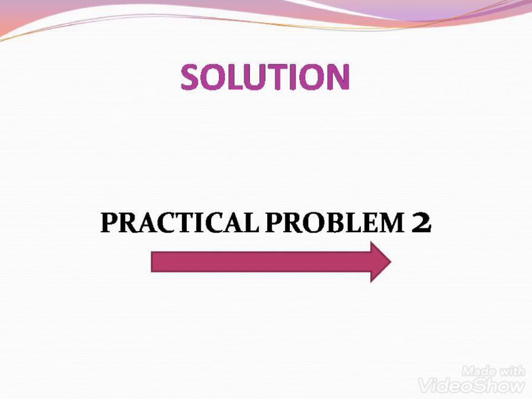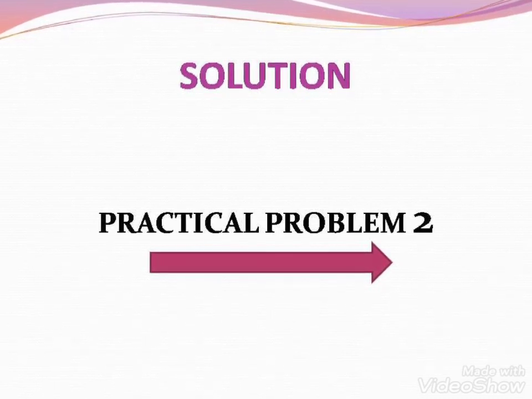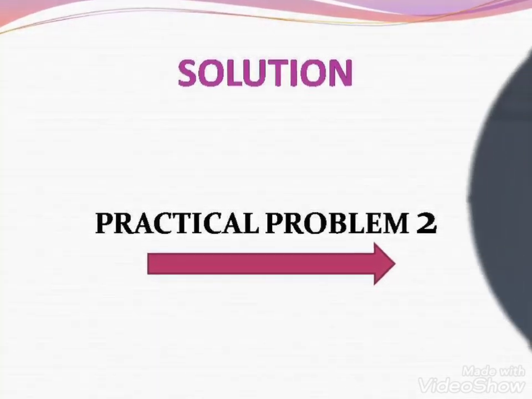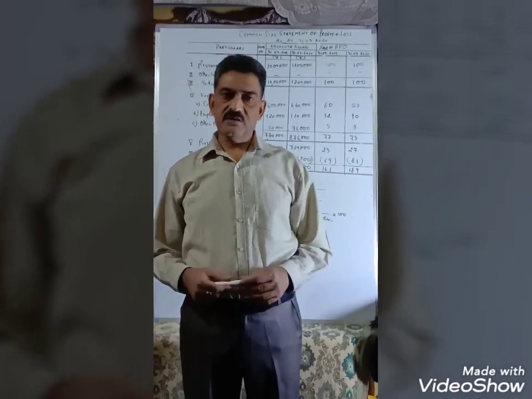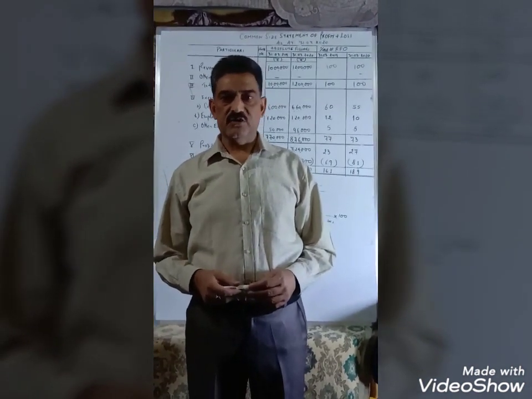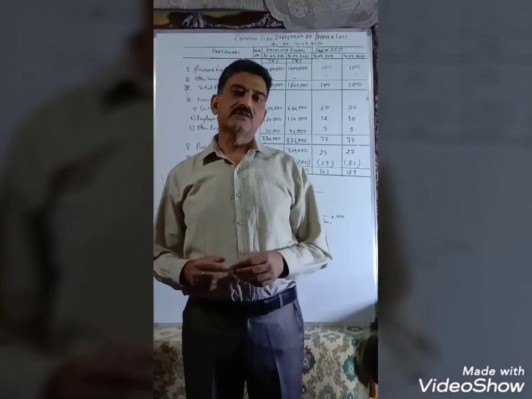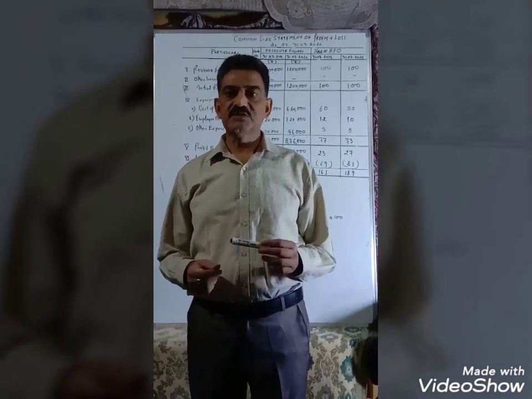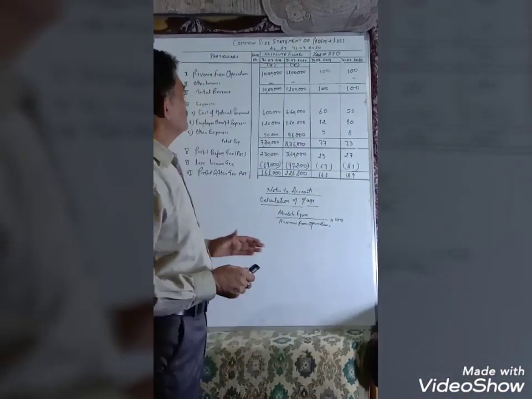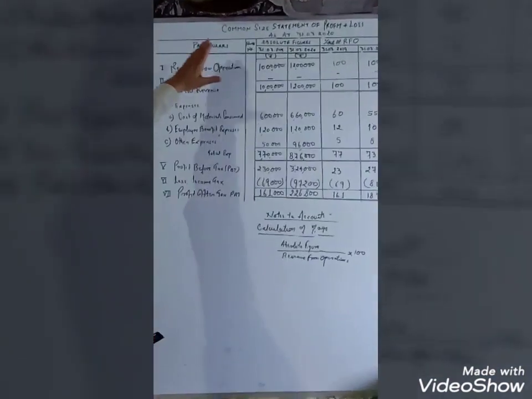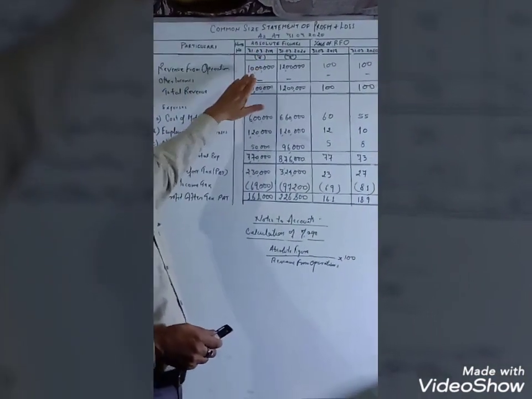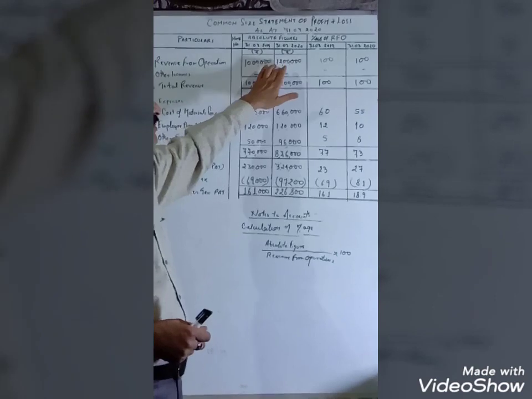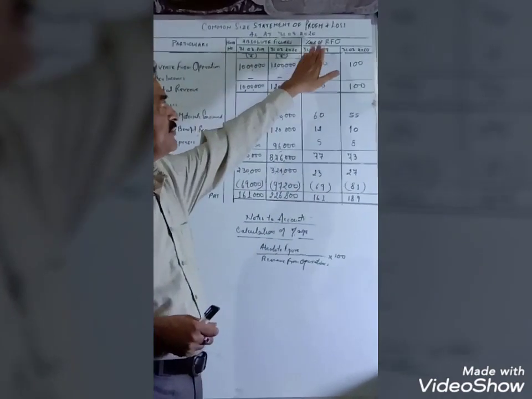And here is the solution for practical problem 2, preparation of common size statement of profit and loss. The format will be the same as we prepared in case of common size balance sheet, consisting of columns: particulars, note number, absolute figures for both the years, that is the previous year and current year, in this case 2019 and 2020, and percentage of revenue from operation.